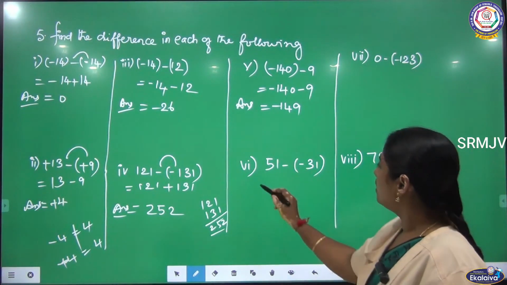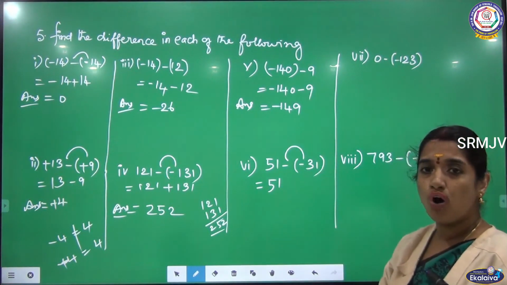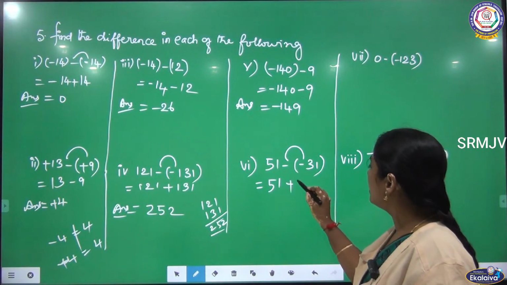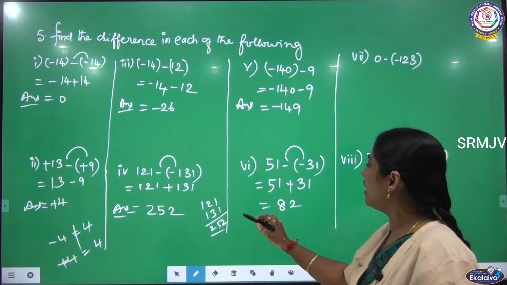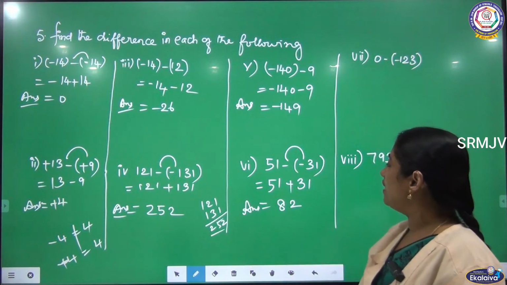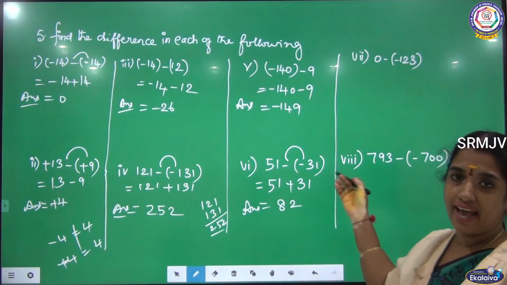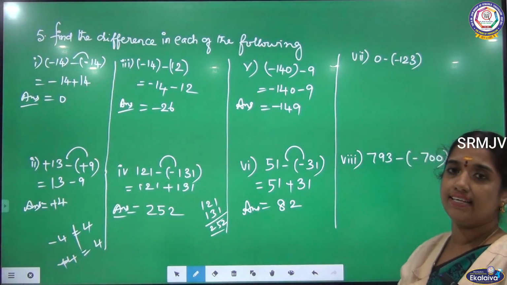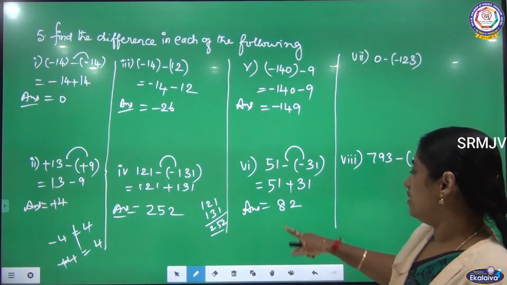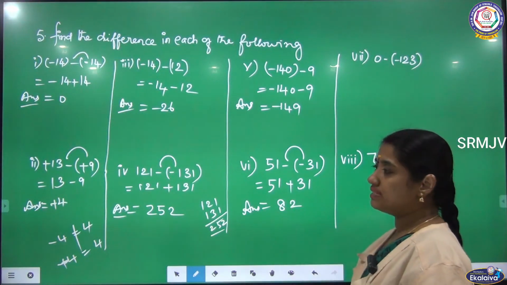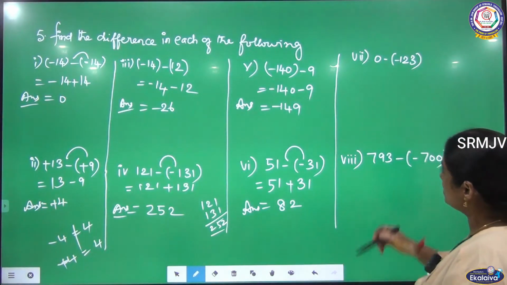Now listen, 51 minus into minus is what? Plus 31. Which is what? 82 is your answer. Okay, 51 plus 31 is 82, because you are adding the two positive integers. So for that, add and put the positive symbol. This 82 is nothing but plus 82.